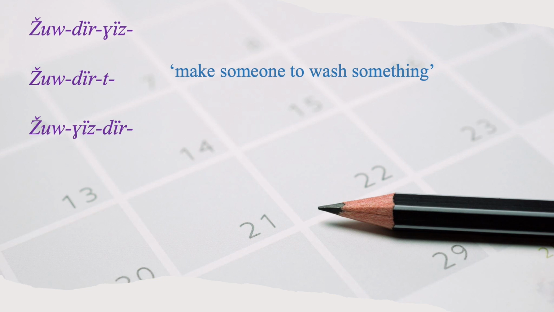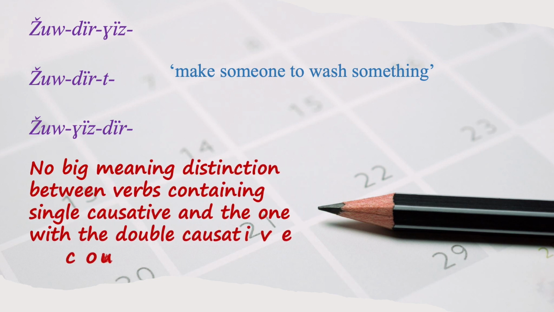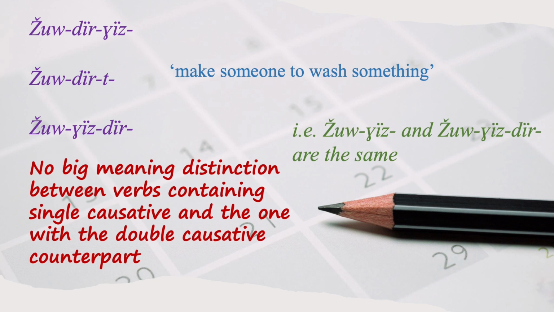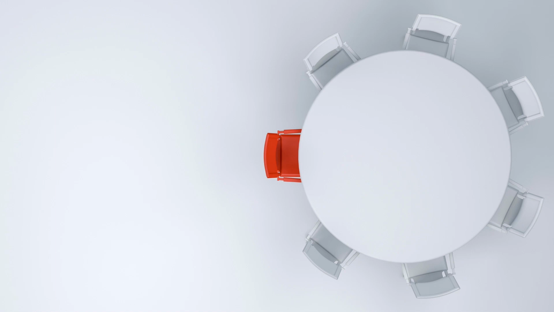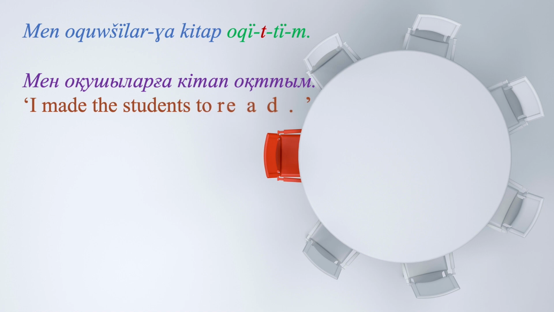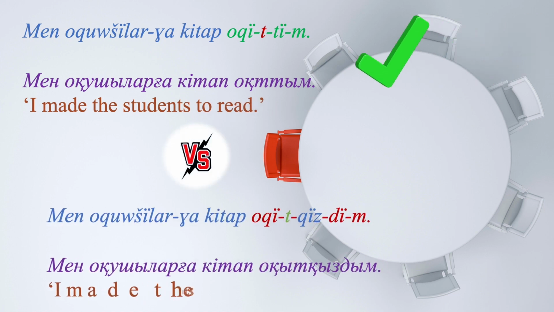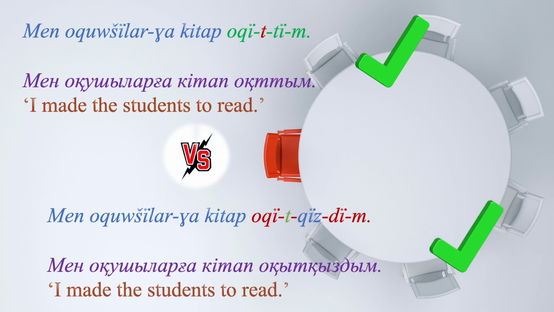You may be thinking, this is so crazy, adding two causative suffixes to verbs to make things complicated. How am I supposed to learn all this stuff? Well, the good news is there is no big meaning distinction between the verbs containing a single causative and the one with the double causative counterpart, so you can use the one you want. For instance, мен оқушыларға кітап оқыттым. I made the students read. Мен оқушыларға кітап оқытқыздым. I made the students read.